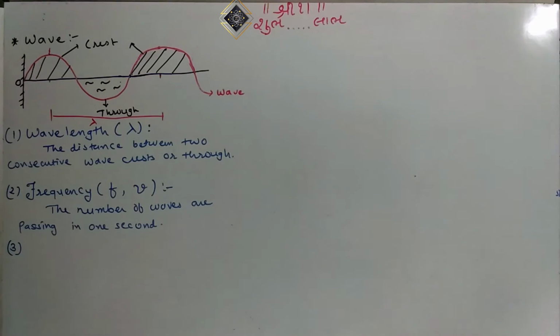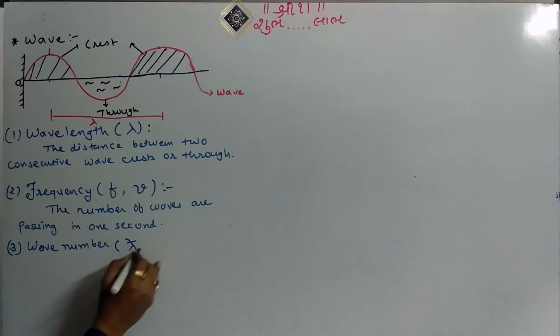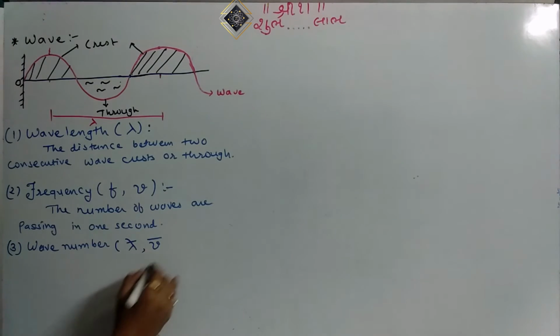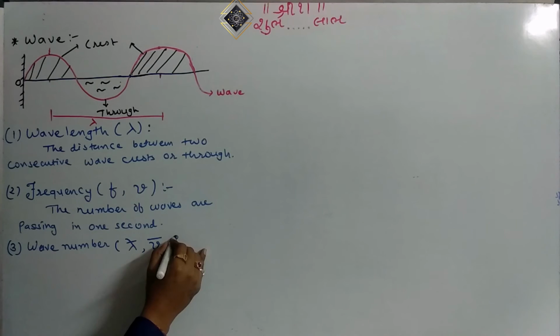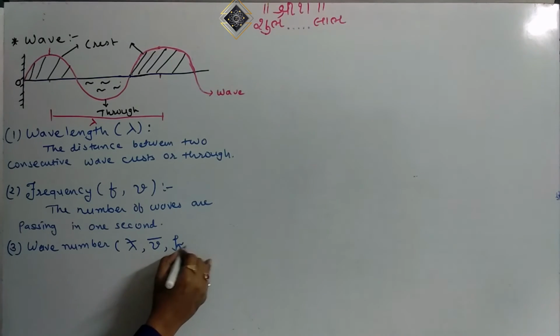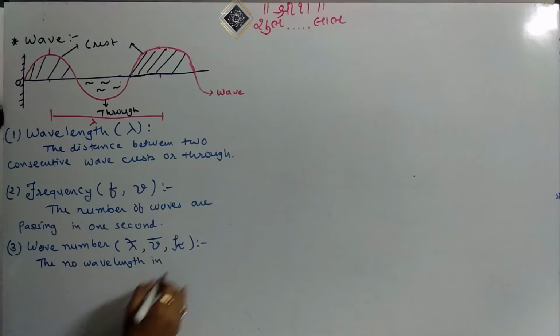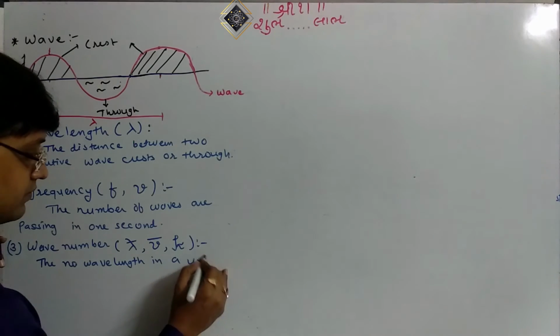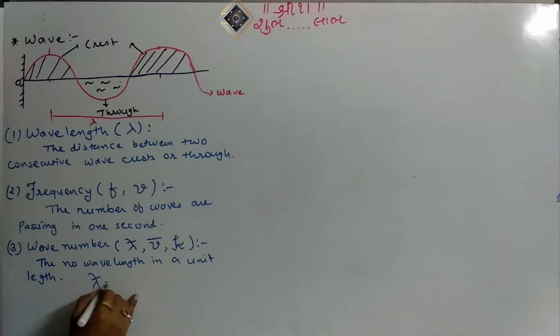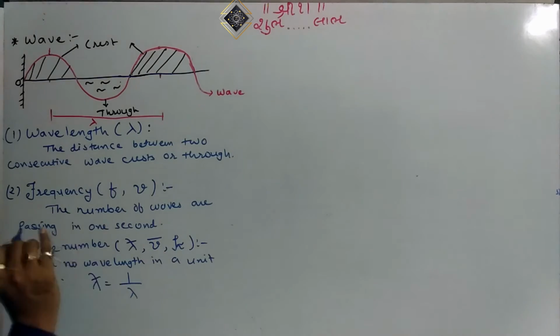The third definition that I have is wave number. Wave number is denoted by lambda bar, mu bar, kappa. Different denotations are used to denote the wave number. Wave number is defined as the number of wavelengths in a unit length. That means lambda bar is equal to 1 upon lambda.